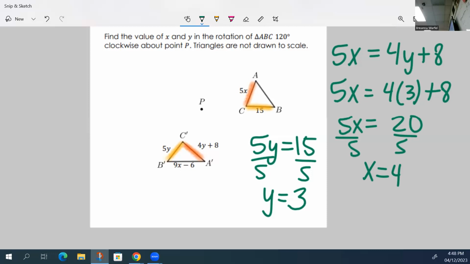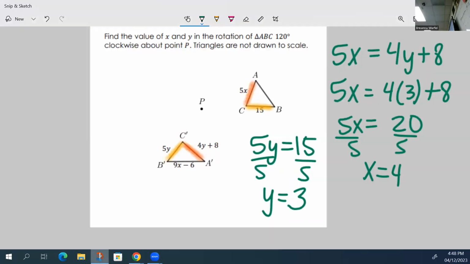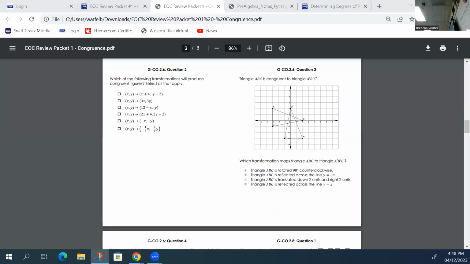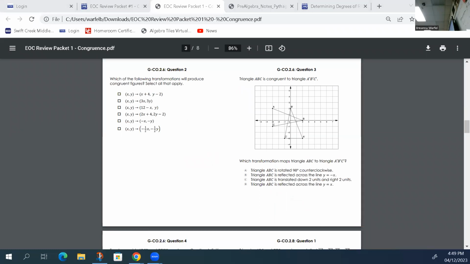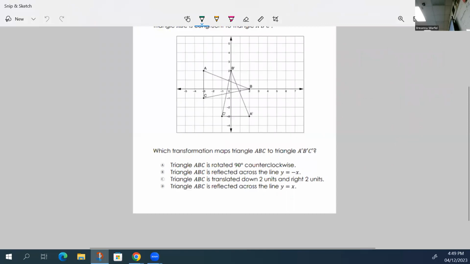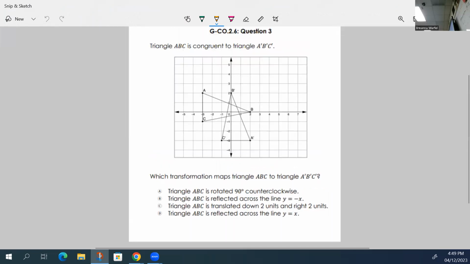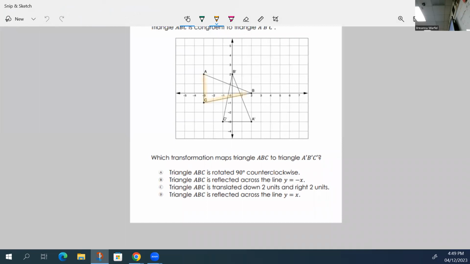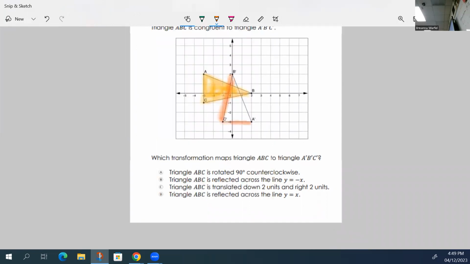So you just have to understand that rotations keep them congruent, and then you can set your sides equal. Okay, the last one that we are going to go over today is number 12. What transformation is going to take ABC to A prime, B prime, C prime? So this is super important. Looking at the triangle, this is ABC, and then this other one is A prime, B prime, C prime.